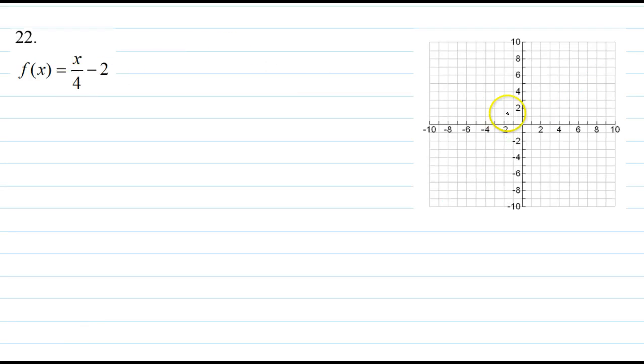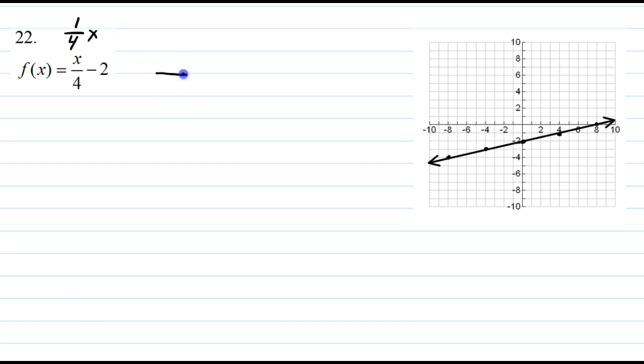Alright, let's graph this one. So we start at negative 2, and so when you have x over 4, it's the same thing as saying 1/4 x, so our slope is 1/4, up 1 over 4. Okay, so let's draw the line.